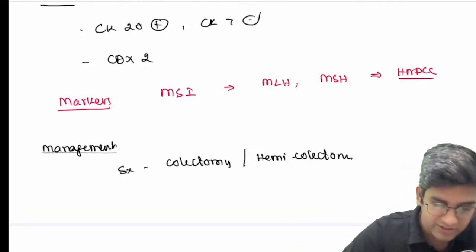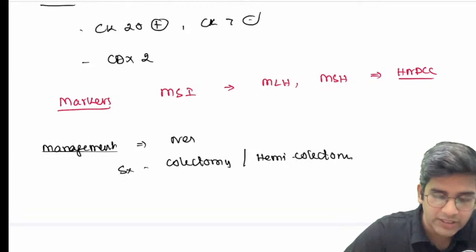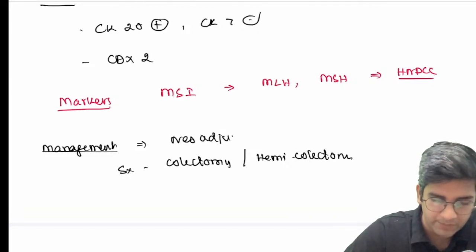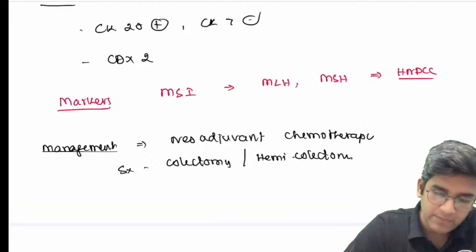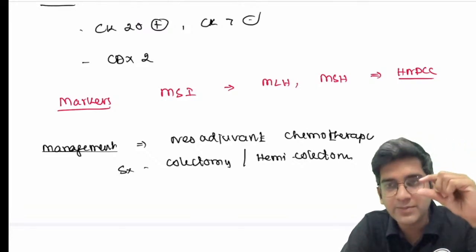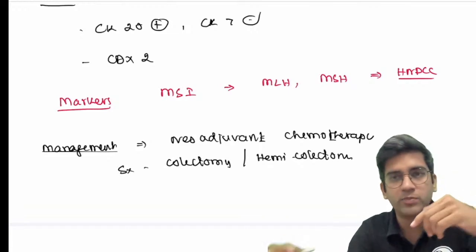Most of the surgical management will have something called neoadjuvant chemotherapy. Neoadjuvant chemotherapy followed by surgery, because when you give chemotherapy, the entire tumor becomes smaller, right? That's why it is followed by surgery.